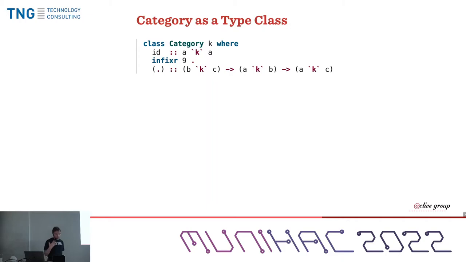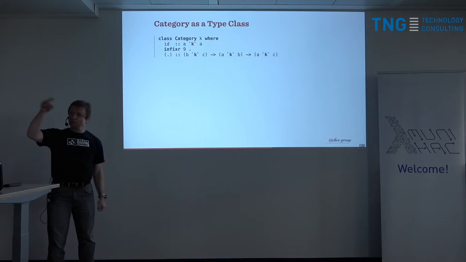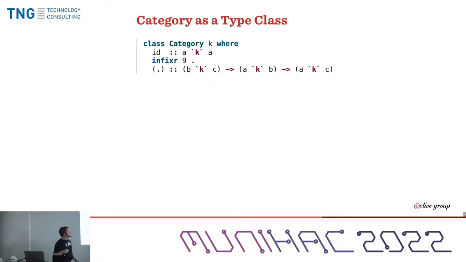And so the idea behind Conal's work is, first of all, we're going to start by just defining what it means to be a category. A category just means that you have an identity and you have a composition, but you have something that's more general than functions. You have what's usually called arrows or morphisms in categories, okay? And so the idea is to abstract over them, that is your K that you see up there. So the K is something that can take the place of the usual Haskell arrow. So you can see here that, for example, identity is usually A arrow A, and here it just says A K A. So we're going to abstract over what goes there.